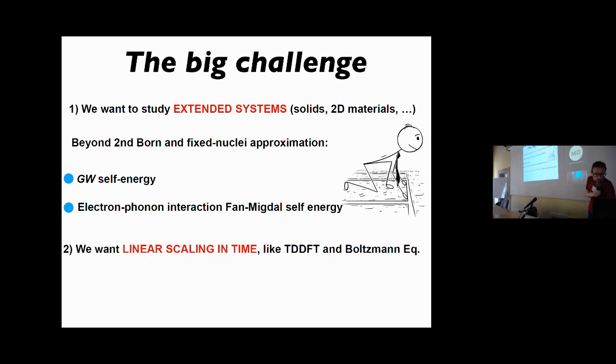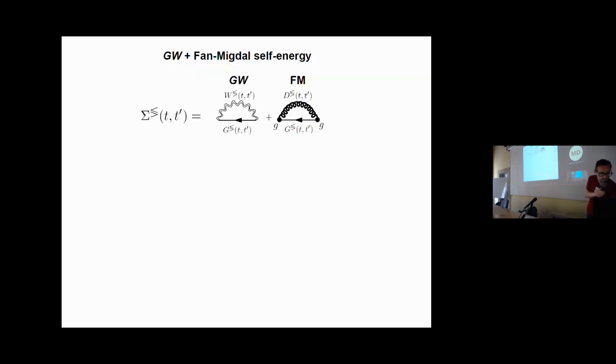On top of this, we want to reduce the scaling from quadratic to linear, because we want an approach competitive with, for instance, TD-DFT or the Boltzmann equation, which scale linearly in time. So in practice, we want more and pay less. So you understand that the challenge is huge. So let's see what we can do.